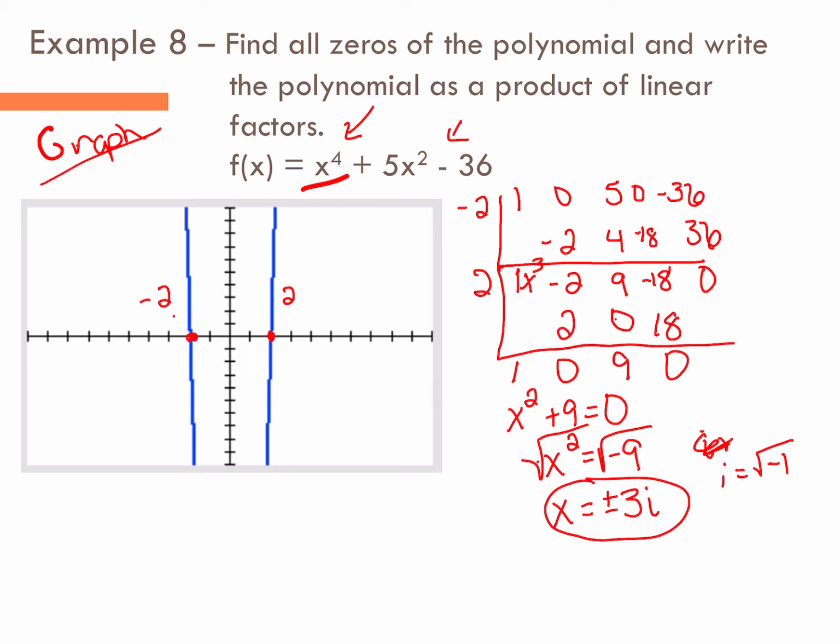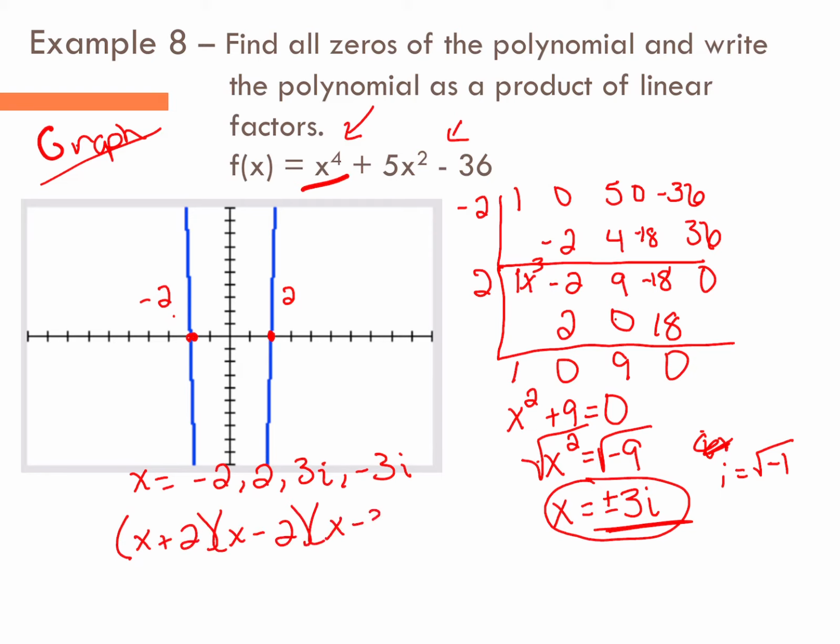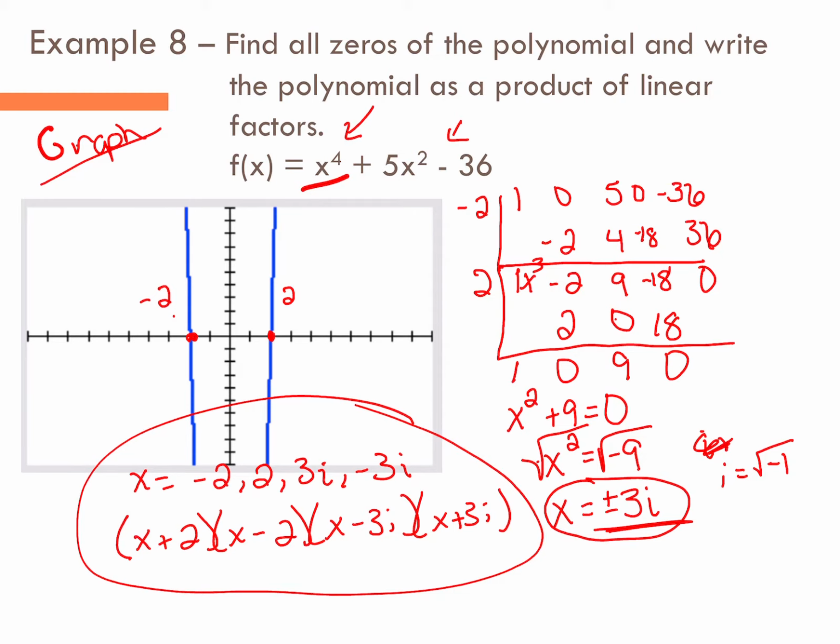When asked to find all our zeros, they are -2, 2, and then you can either write 3i and -3i, or you could just write plus or minus 3i like I did here. When I put these in factors, that would be x plus 2, x minus 2, x minus 3i, and x plus 3i as my product of linear factors for my answer. So we're adding that i in here this time.